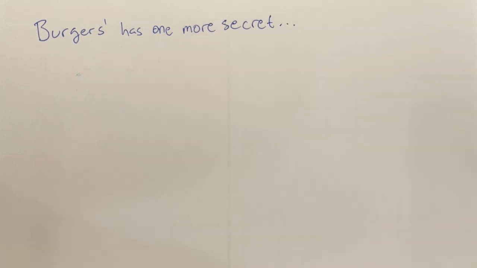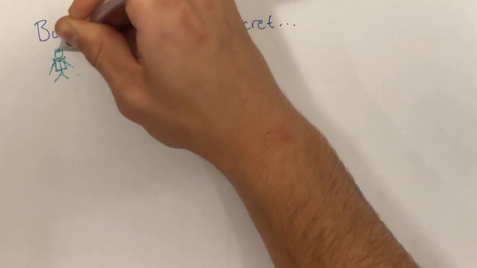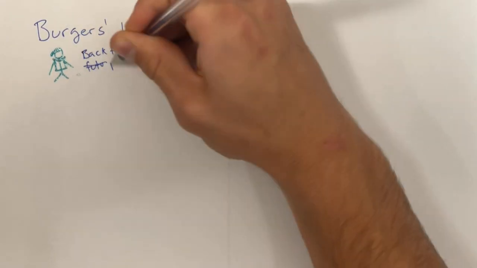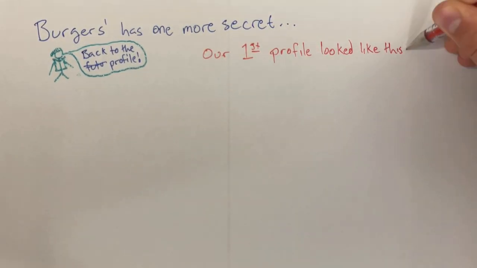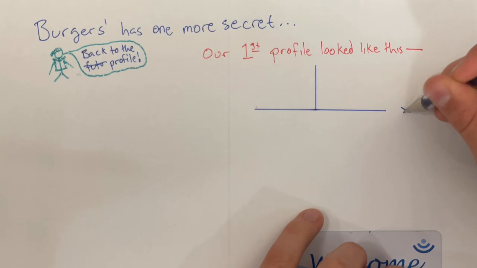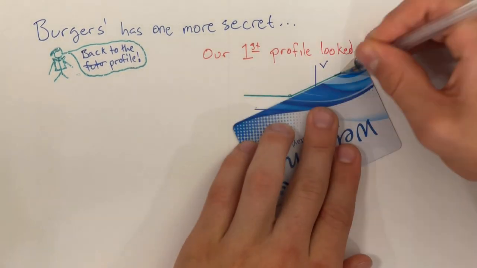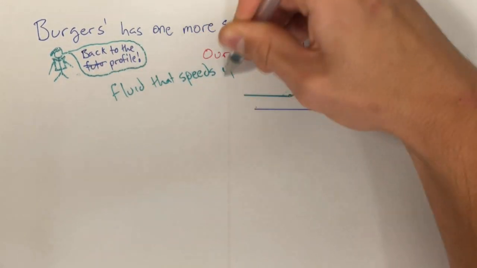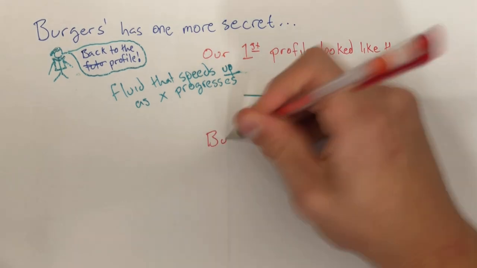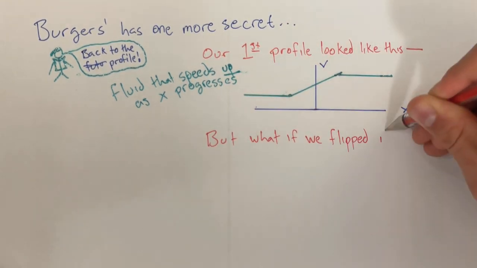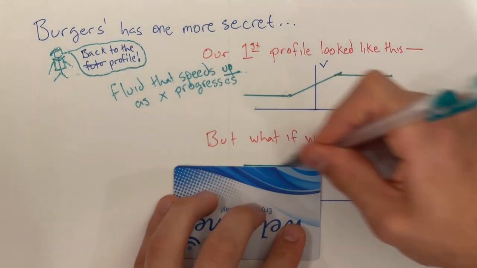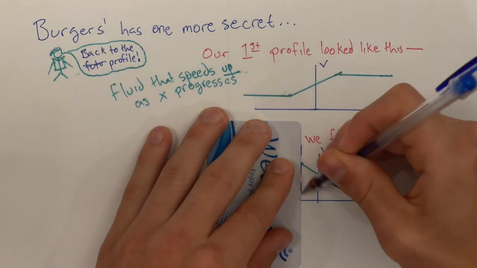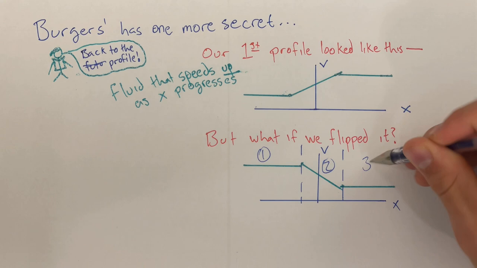However, the Burgers' equation hides one more amazing secret. And to see it, let's go back to our example with an initial profile. The velocity profile we studied looks like this. That is, a fluid whose velocity steadily increases along our x-axis, and as time progresses, we see that profile spread out as we expected. But what would happen if we had an opposite profile? One where the fluid's velocity actually decreases along our axis, like this.